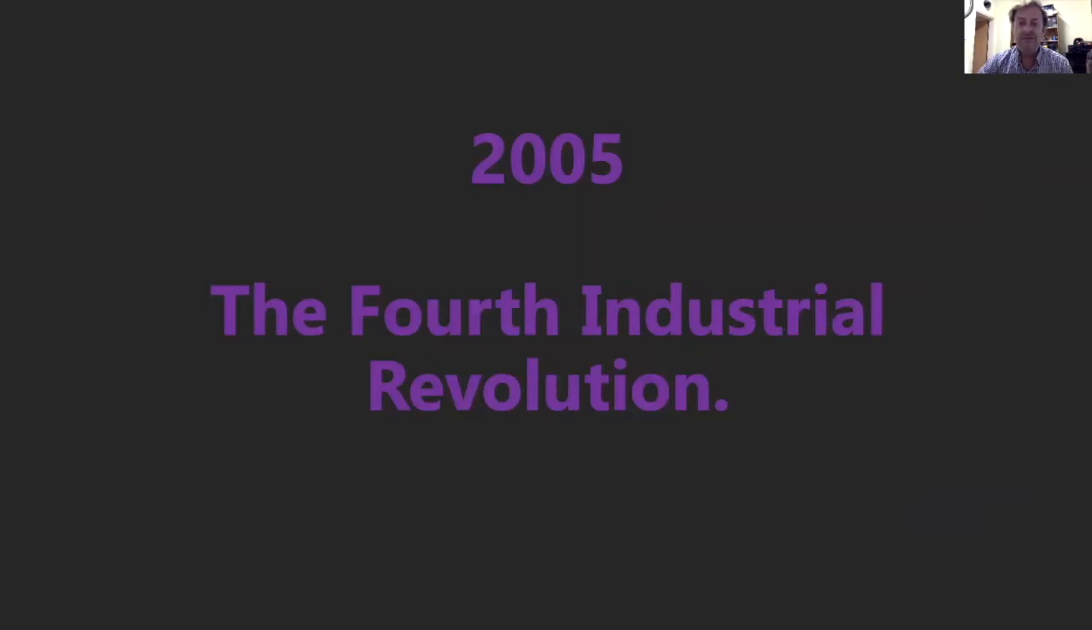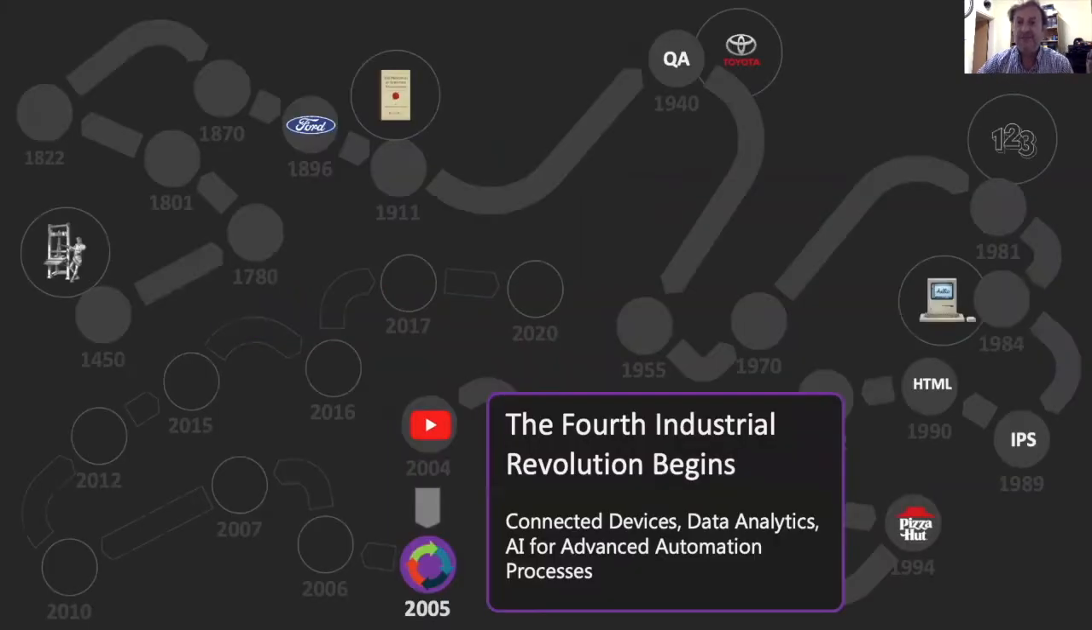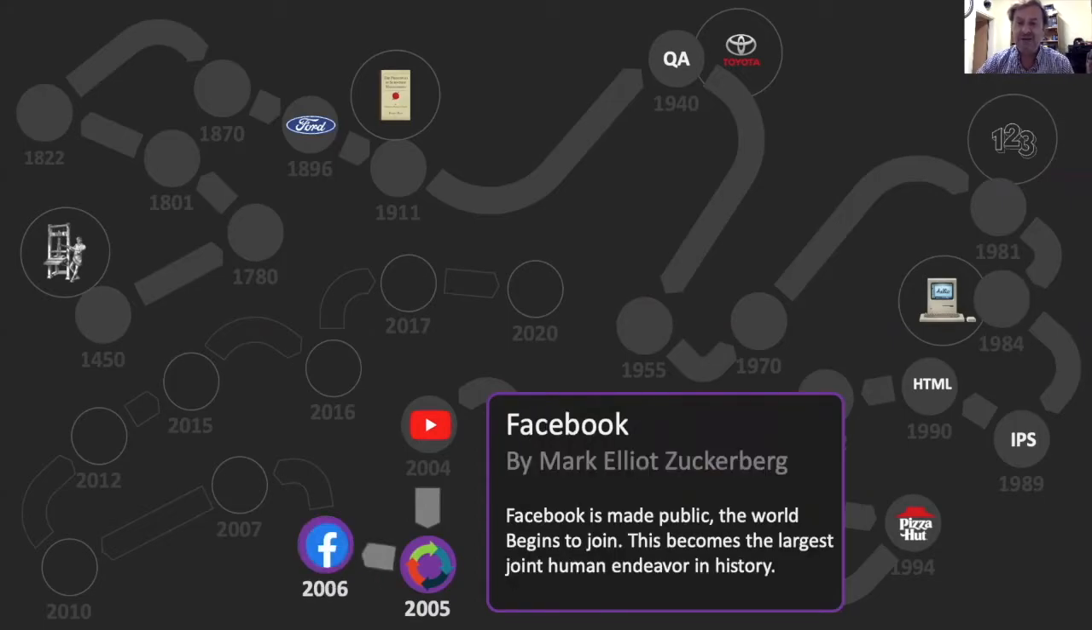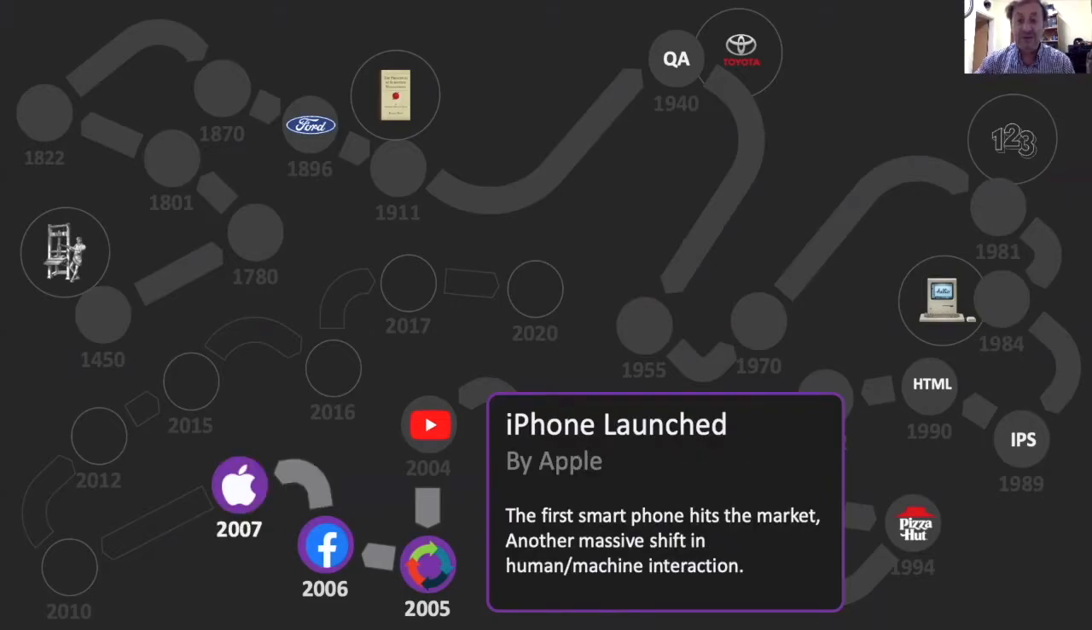2005 signaled the start of the fourth industrial revolution. From 2005, everything that we thought we knew about the world and human-machine interaction was about to change. In 2006, Facebook changed the world forever by creating the largest unified interactive platform in history. In 2007, the smartphone revolution begins.